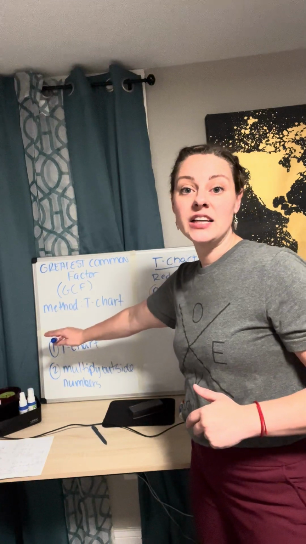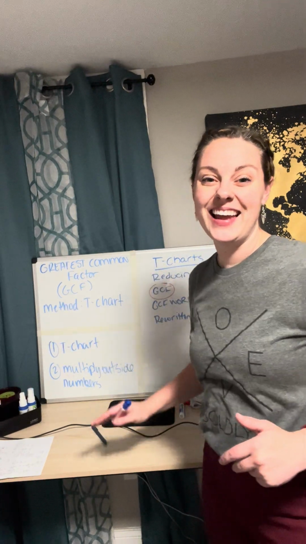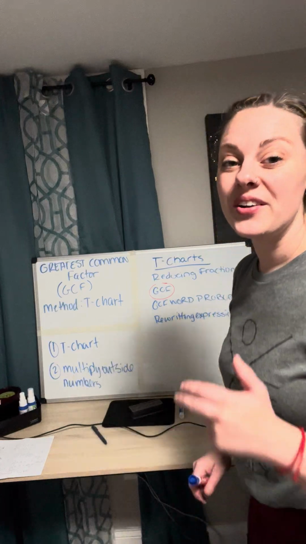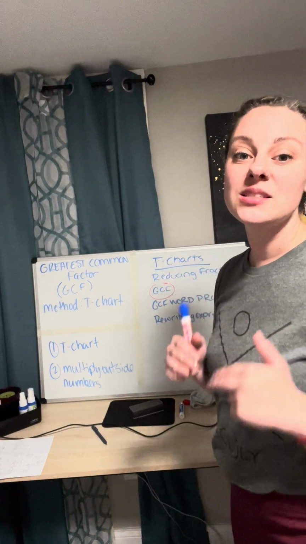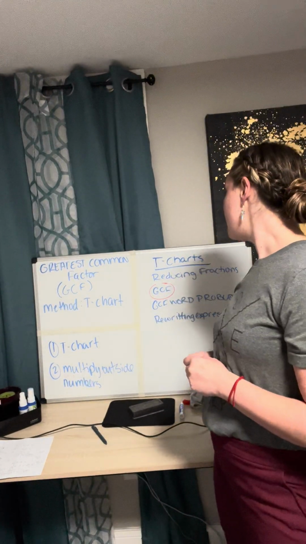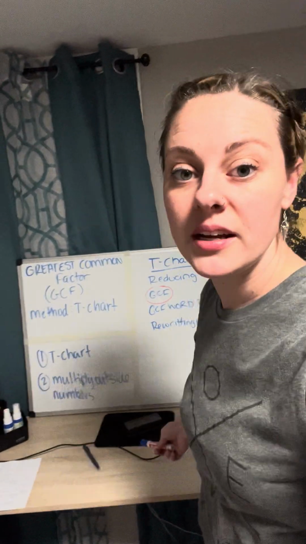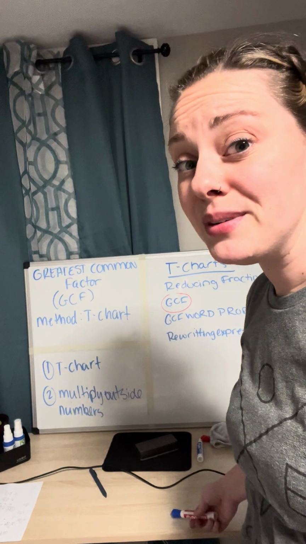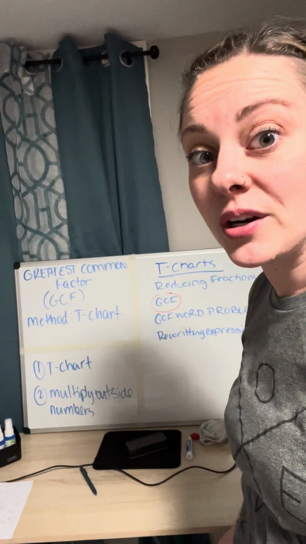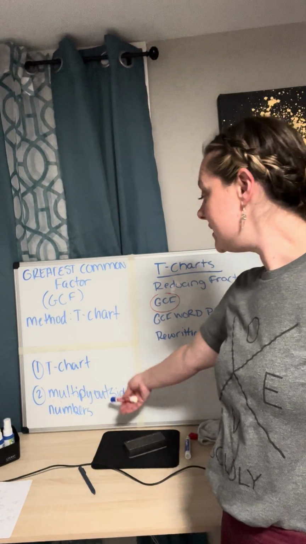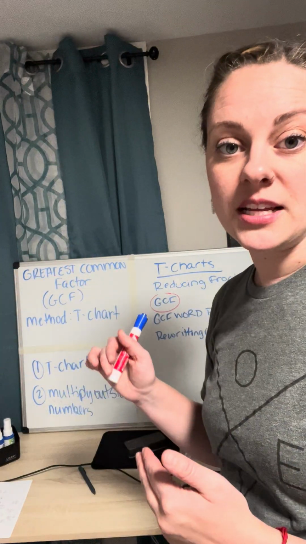The method that I use is the T-chart. Y'all probably hear this on a few of my videos. I use the T-chart as much as possible. With the T-chart, it's 2 simple steps. You complete the T-chart, which I'm going to show you how to do, unless you already know, then you already know what's up. And then step 2, you multiply the outside numbers, and that's how you get your GCF.